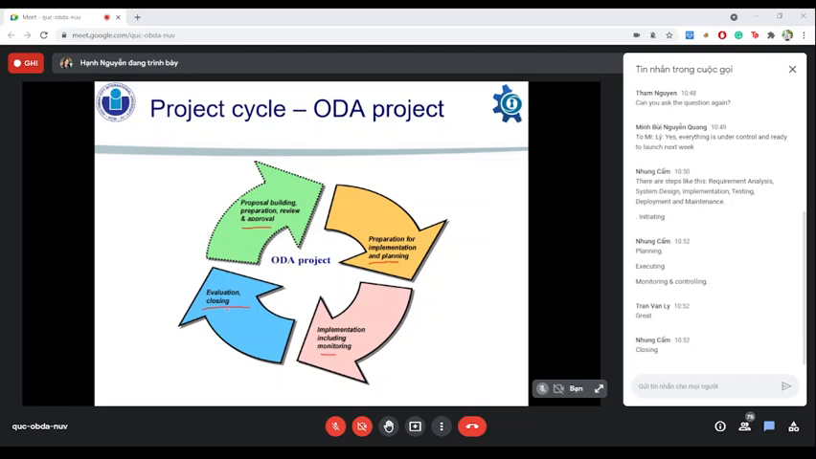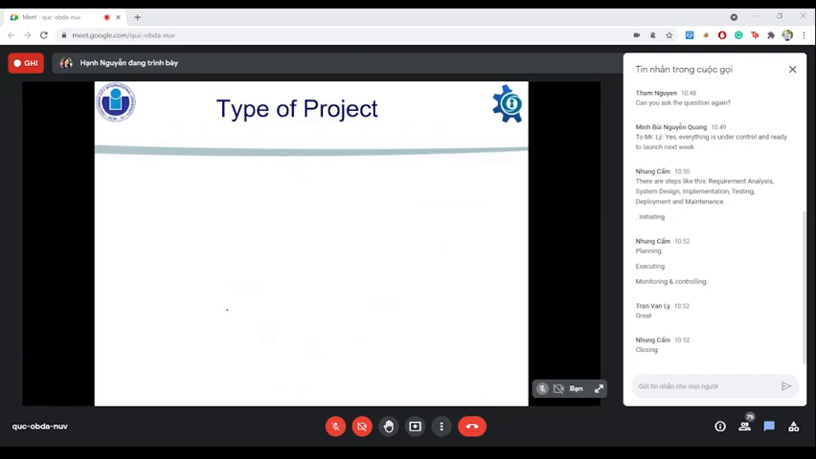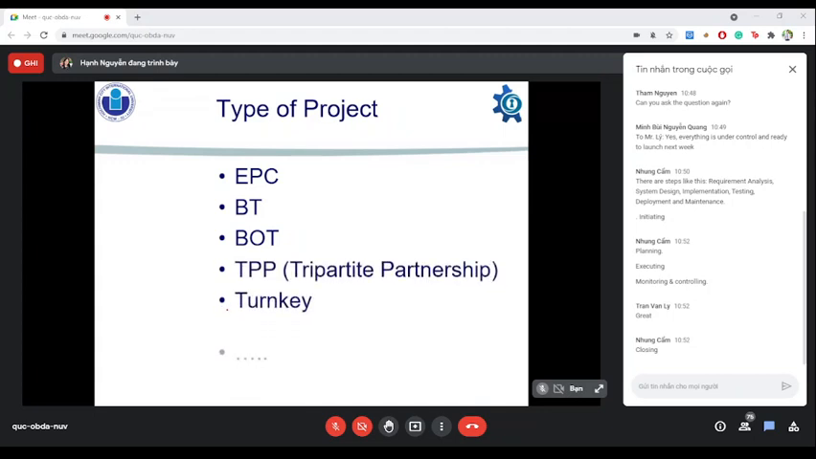Okay, at this point, I hope you have been able to distinguish between these two terms, project life cycle and project management process. Let's move to the next slide. This slide only shows some examples of types of project that you can think of. EPC is engineering, procurement, and construction. For these types of project, I believe you can search on Google to understand more, because we don't have much time.